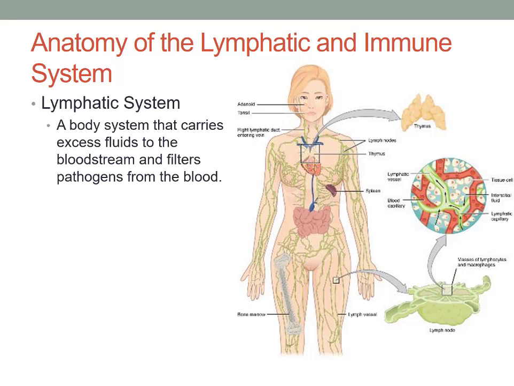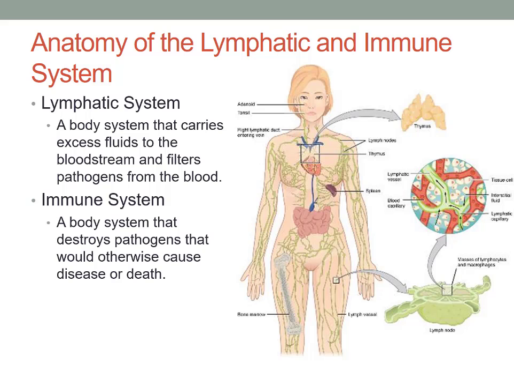So the lymphatic system is a body system that carries excess fluids to the bloodstream and filters pathogens from the blood. And the immune system is a body system that destroys pathogens that would otherwise cause disease and death. And the lymphatic system and the immune system work hand in hand.